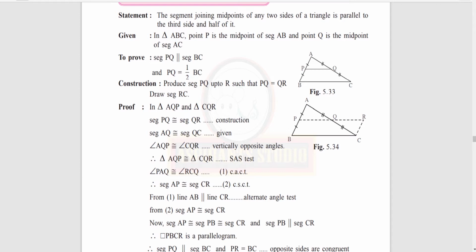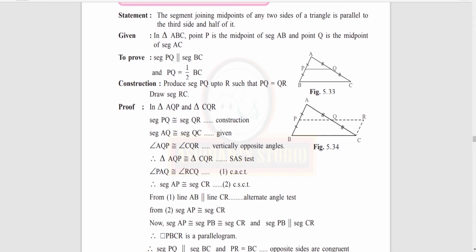For this we have to make a construction. You have to produce segment PQ up to R such that PQ is equal to QR. Look at figure 5.34. Produce segment PQ up to R such that PQ is equal to QR. Now draw segment RC.